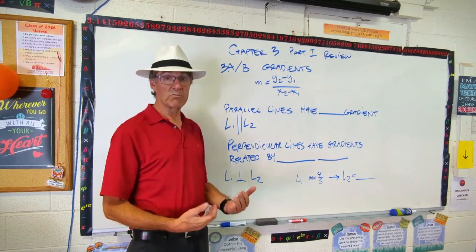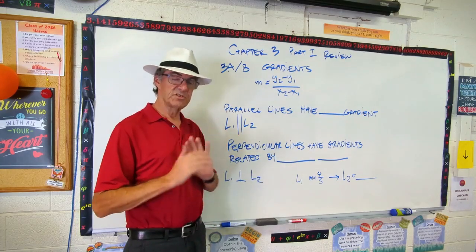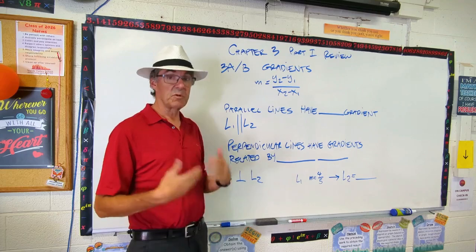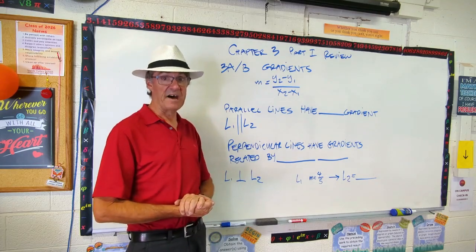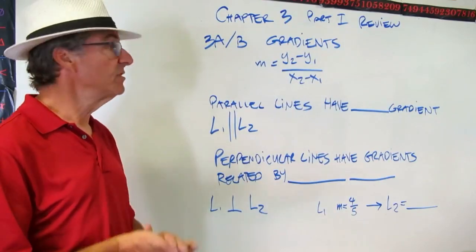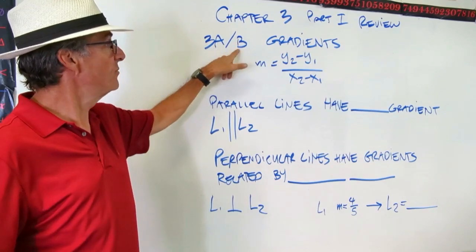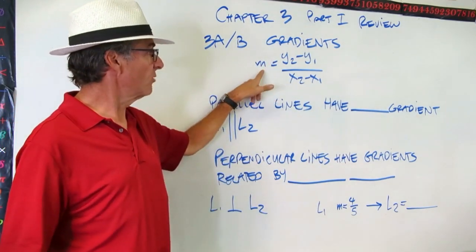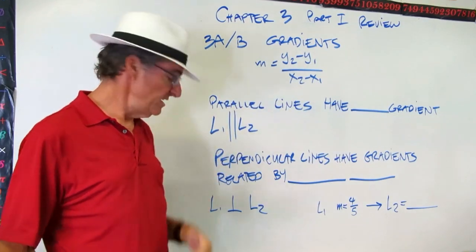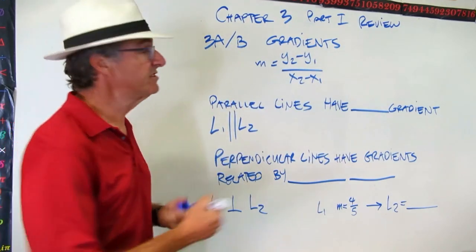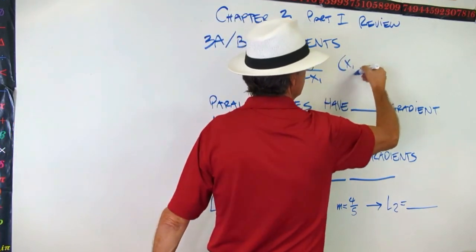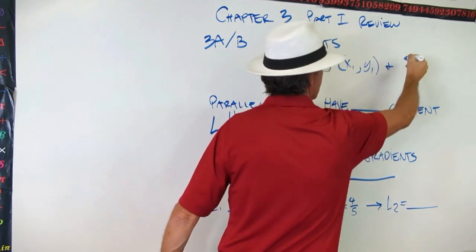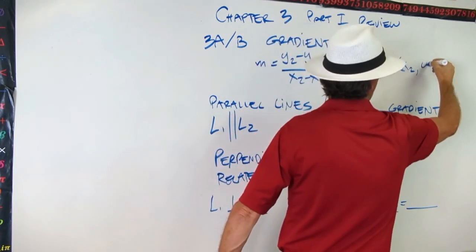Let's do a quick review of the first part of chapter 3, which is what we've been working through in the last week and a half. So let's take a look. The first thing we did was in lessons 3A and B, we looked at gradients. One of the first parts there was the gradient of any kind of a line that had 2 points, x1, y1, and x2, y2.